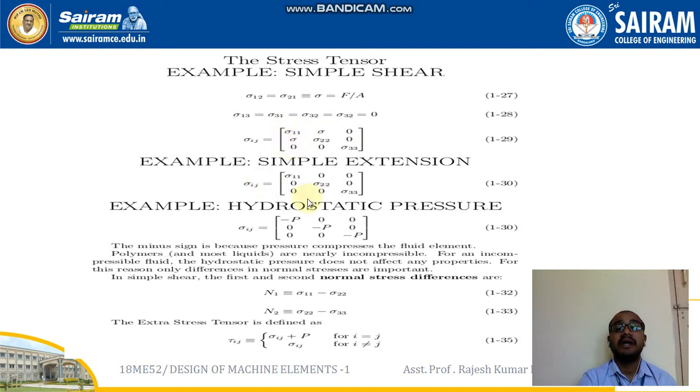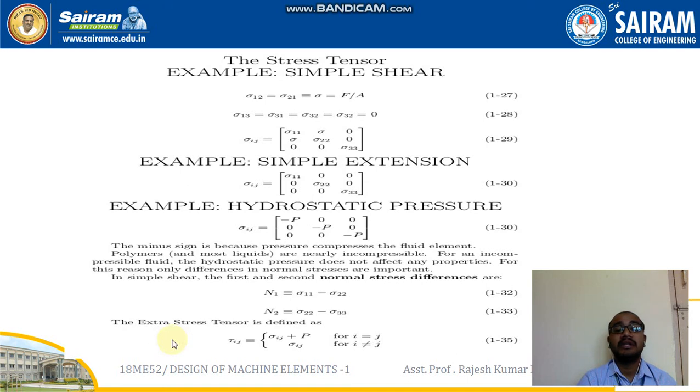Now, a simple extension: sigma ij has only the principal diagonal, sigma 11, sigma 22 and sigma 33, and in the remaining locations it is 0. And for the hydrostatic pressure, sigma ij has, in all the principal diagonal positions, only the load value in the negative direction. This negative sign indicates that the pressure is under compression. So the minus sign indicates compression.